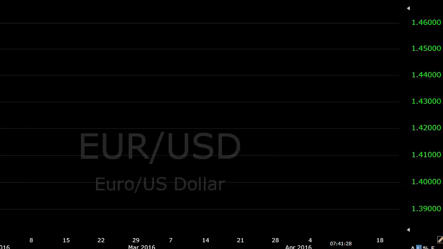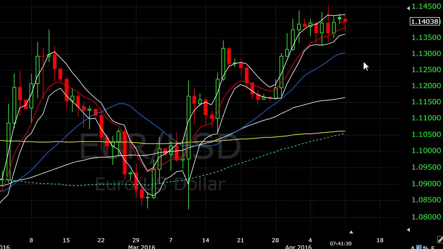Let's have a look at this euro dollar again. Well, it's the same sort of thing. It's in a range. We've got to wait and see which way it breaks. So fairly simple there. Is there anything else I want to look at? No, I think I'll leave it there for today.